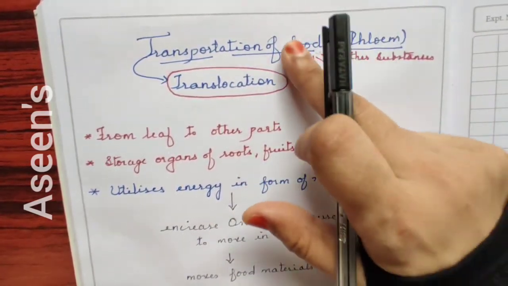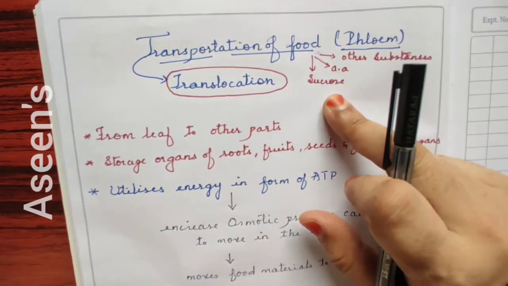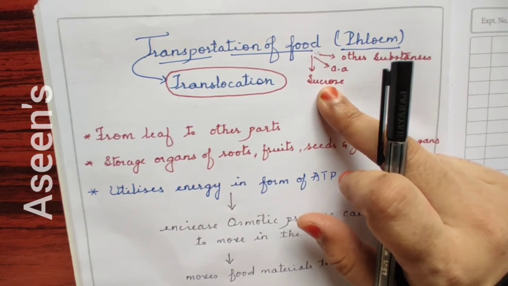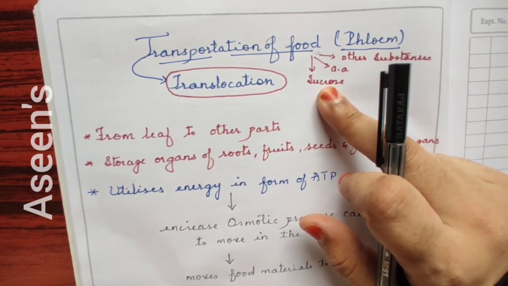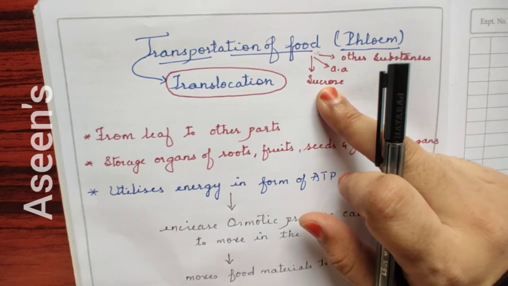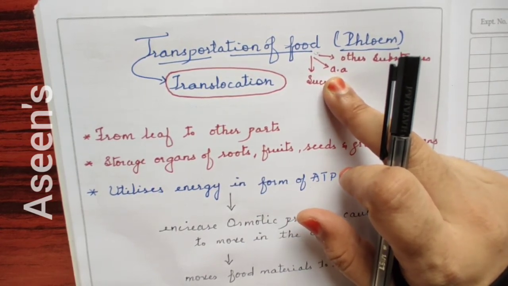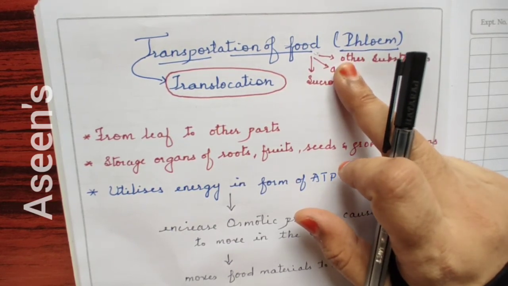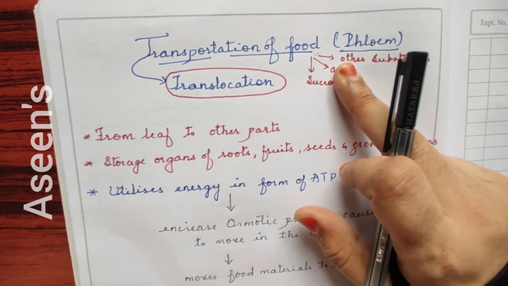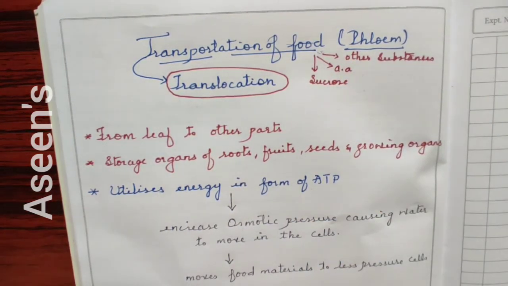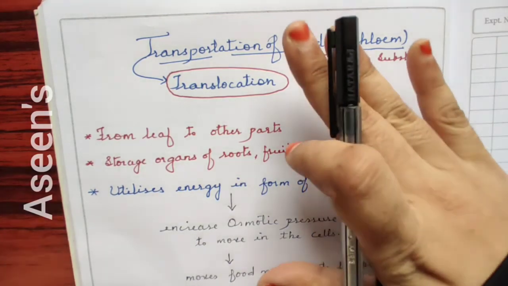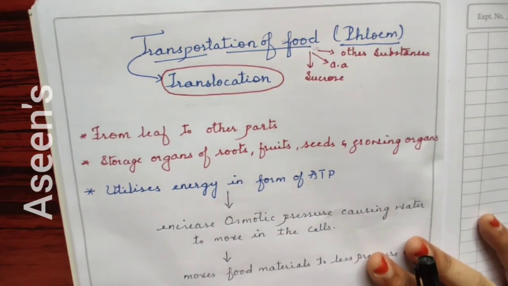Now the point is, what does this food contain? This food contains mainly sucrose or glucose, which is produced during photosynthesis. Other than that, certain amino acids and selected proteins are present inside the plant body, and other substances, which might include resins. There are so many things present inside a plant body, including toxic substances. So all those come over there.